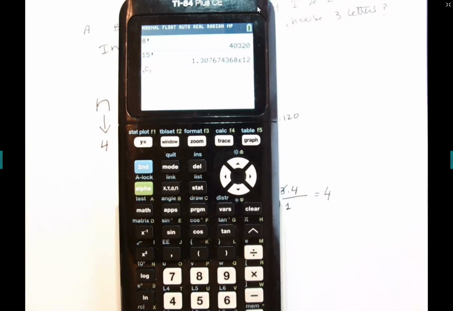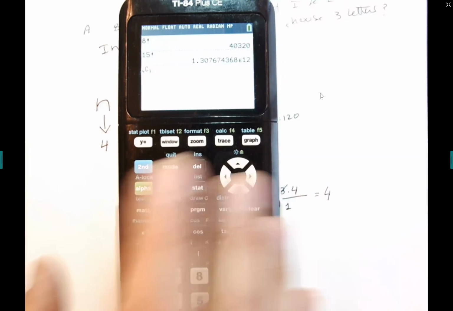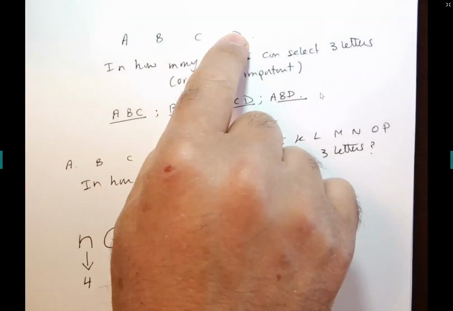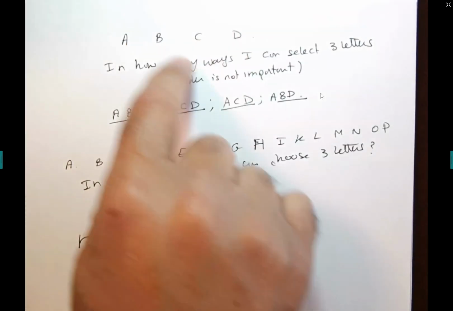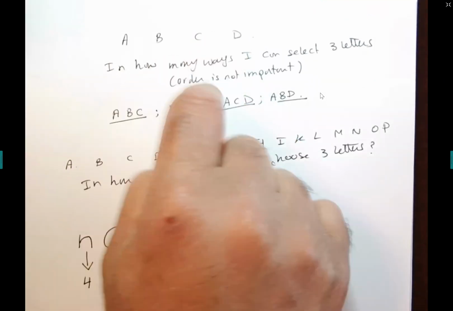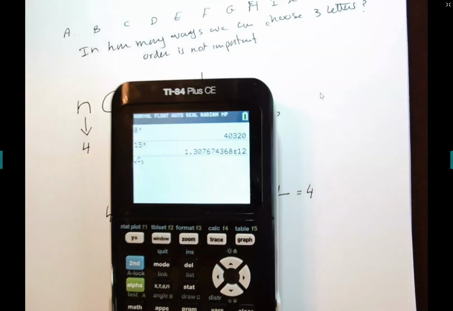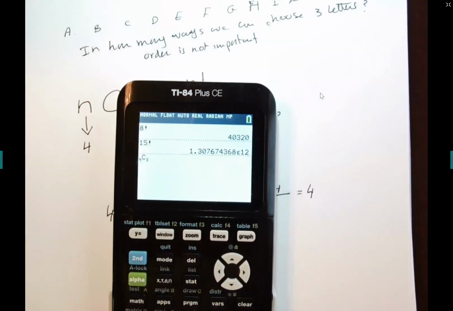Oh, the 4 we're trying to find. I have a question: where did I get the 4 from? The 4 is, I have 4 letters here, and we need to choose 3 letters. So you put 4 and then C3, and that's what I did. So it's the example that we did earlier. And then, guys, you just press enter, and you should not be surprised. The answer is going to be 4.